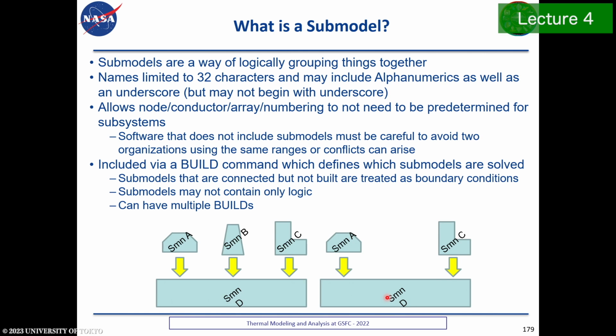We talked about that build command. You can have multiple build statements in there. When you go solve, it's going to solve for whatever the current build configuration is. So this one I could build submodel A, B, C, and D, and this other one I could rebuild and say build submodel A, C, and D. So it's just a different way of controlling what's included in the solution that you care about.